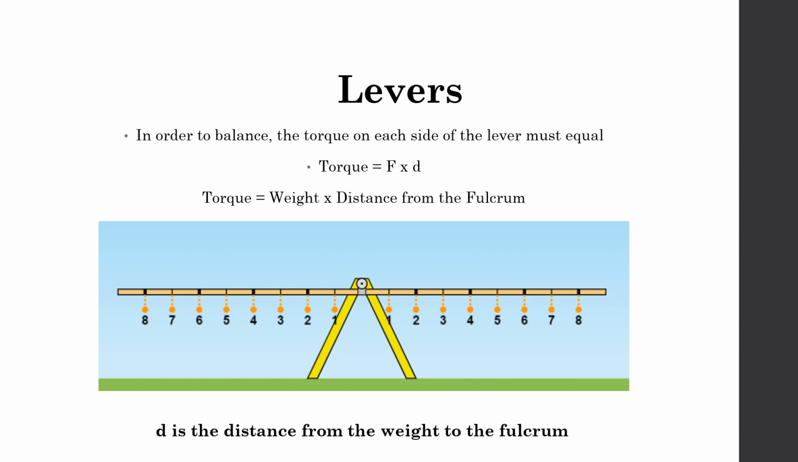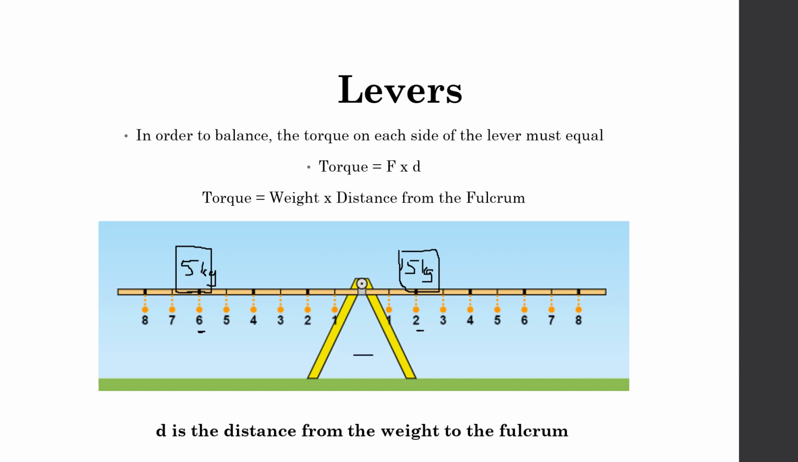Okay, so clear all that out. D is the distance from the weight to the fulcrum. Here's my next question. Is this going to rotate or is this going to balance? Well, let's take a look. If I go ahead and put a 5 kilogram mass right there at the 6, let's just say it's on the 6, and then I put a 15 kilogram mass on the 2, okay?